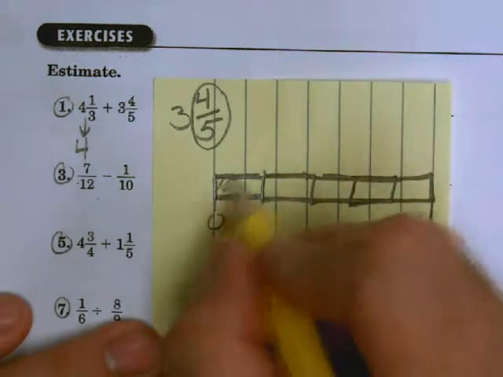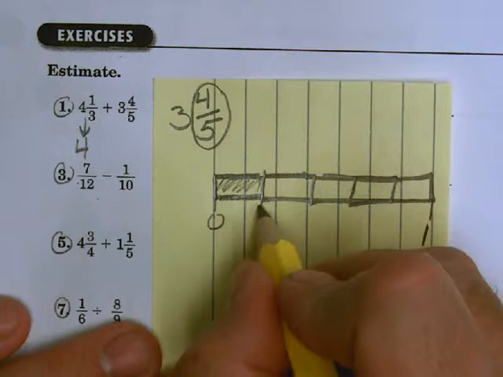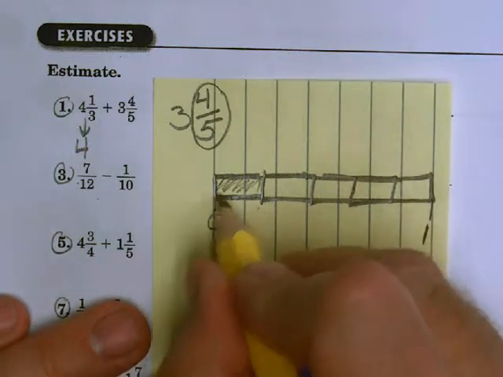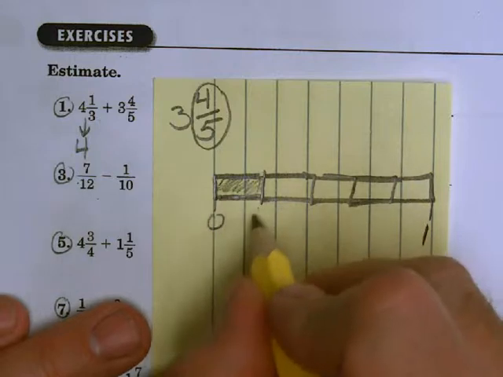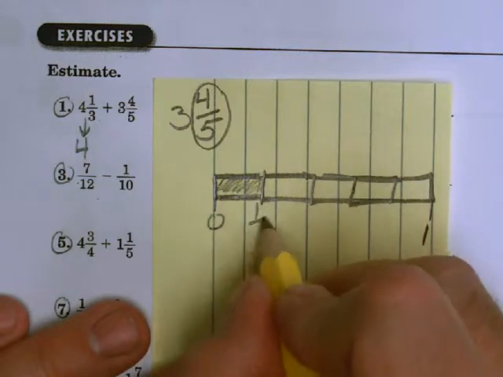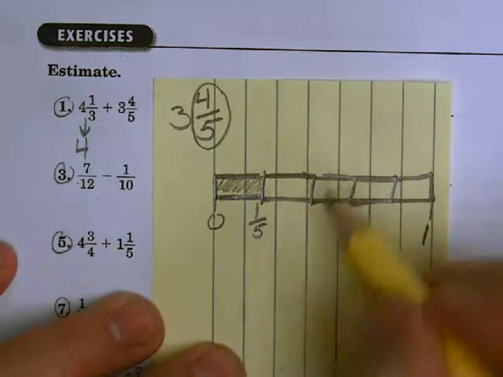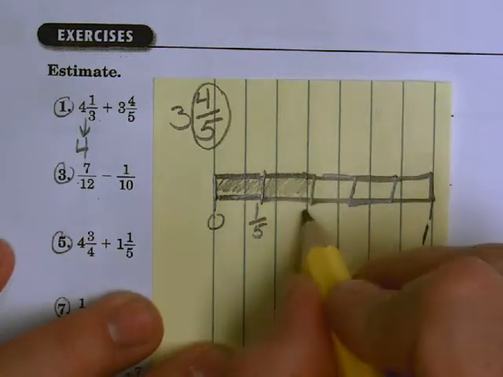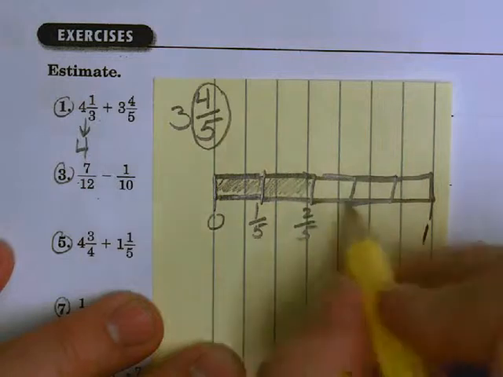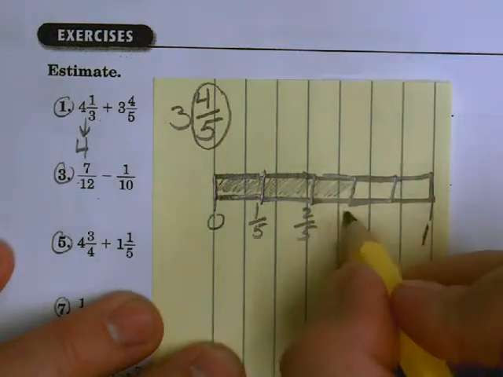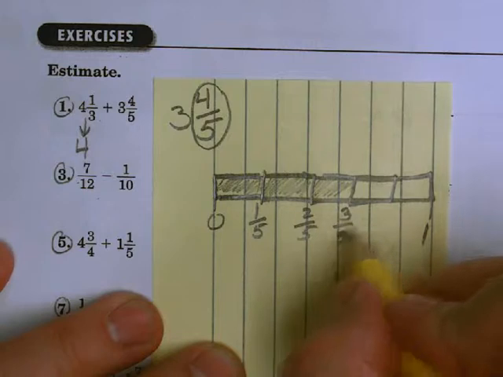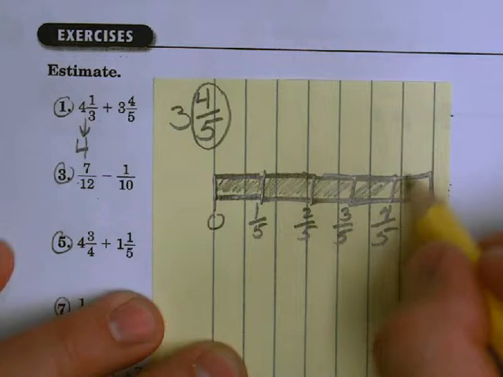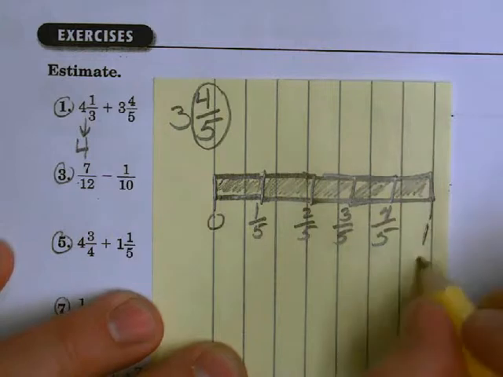How many fifths is that one box? Out of 5, how many did I just shade in? 1 out of 5, or 1/5. If I shade the second one in, how many are shaded now out of 5? 2 out of 5. If I do a third one, how many out of 5? 3 out of 5. Another one? 4 out of 5. And if I did the next one, how many out of 5? 5 out of 5. Or 1. Remember how it was 1?